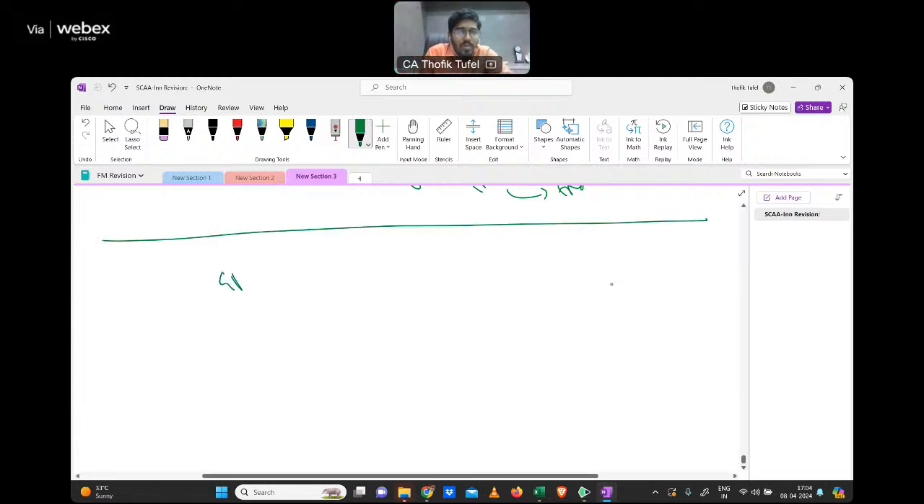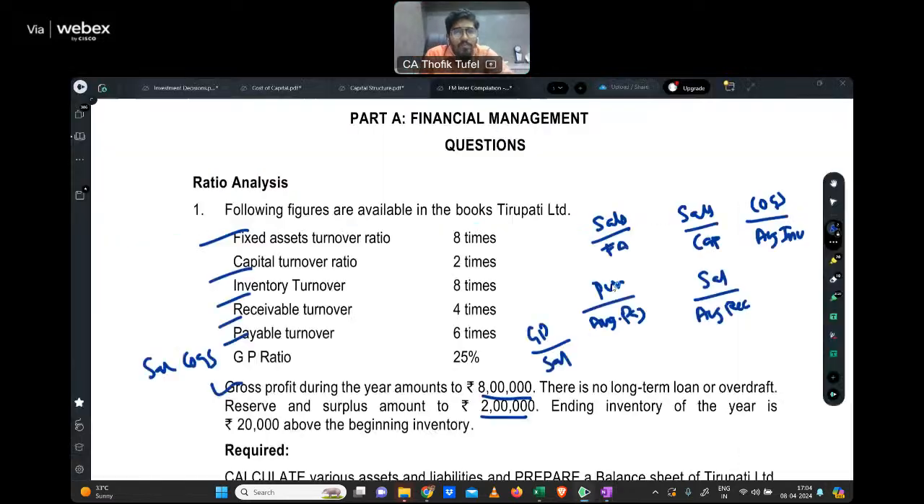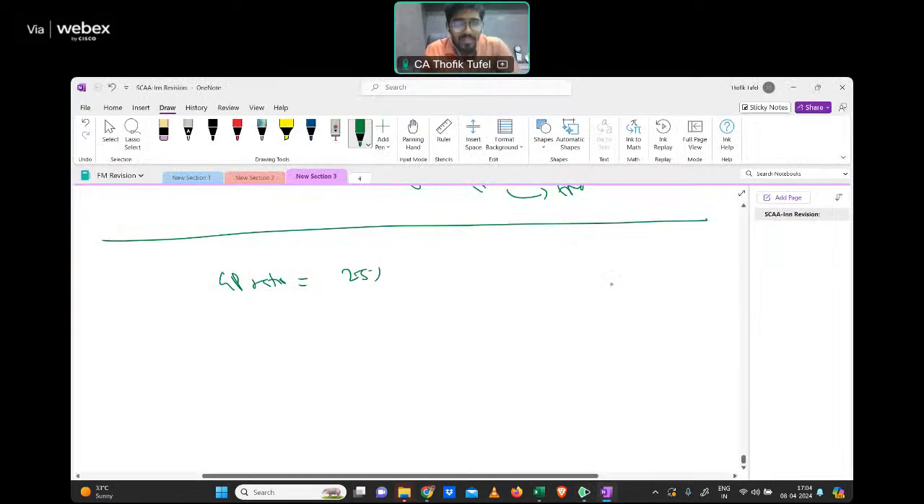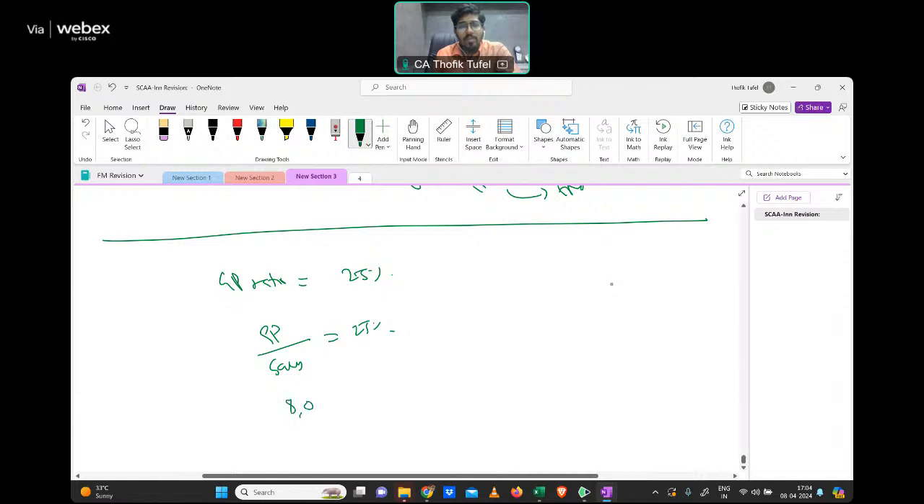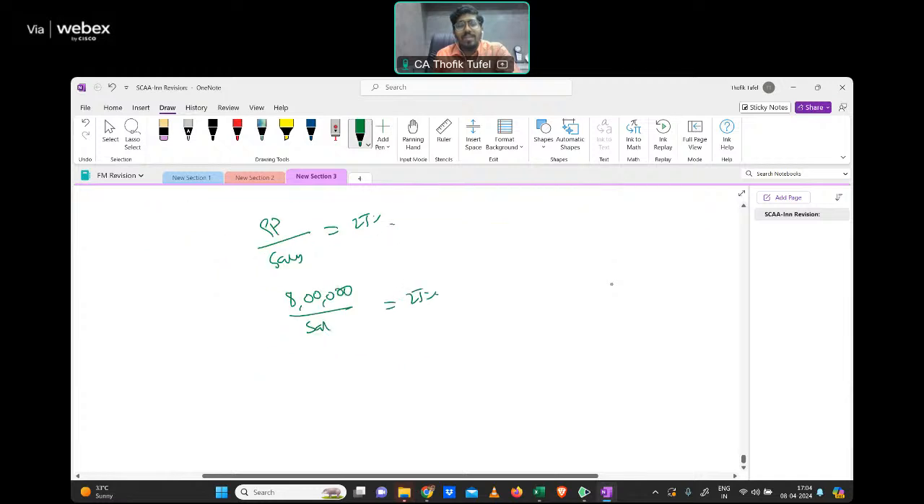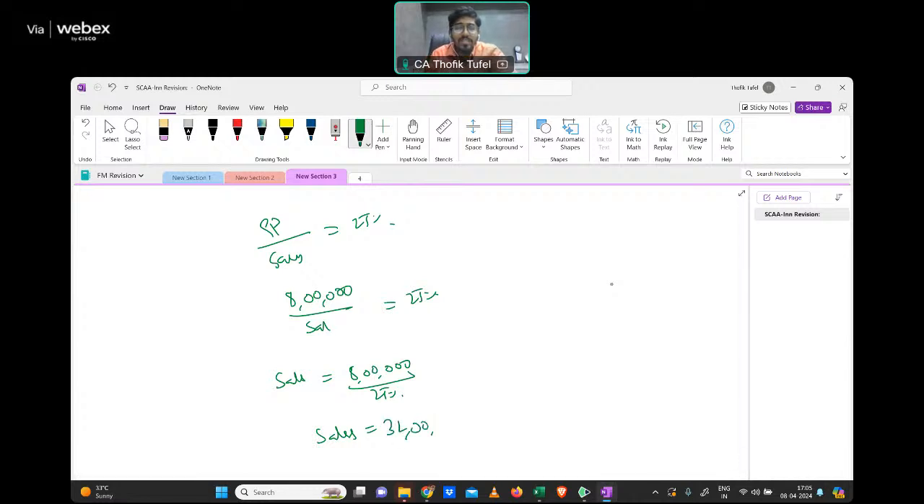First, gross profit ratio is equal to 25%. It is nothing but gross profit divided by sales. What is my gross profit? 8 lakh rupees. So gross profit 8 lakh rupees divided by sales is equal to 25%. Therefore, sales is equal to 8 lakhs divided by 25%. So 32 lakhs is my sales.